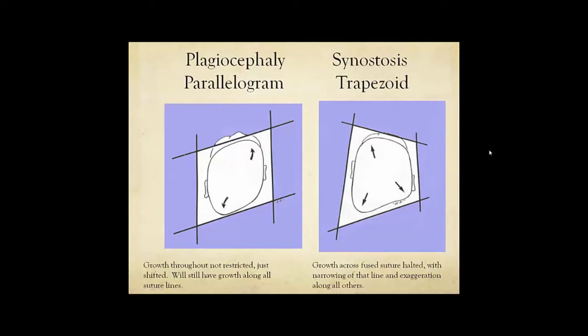So when you're looking at plagiocephaly versus craniosynostosis, one of the factors, and it's not 100%, but one thing that can help you sort of see it a little better is this parallelogram shape where there's not a change necessarily in the growth along the suture lines, but just an abnormal positioning, versus the synostosis where there's actually restricted growth along the suture line and everywhere else is growing out to allow for the expansion of the head. So you see exaggeration along all the other lines, but not along the suture that is fused.